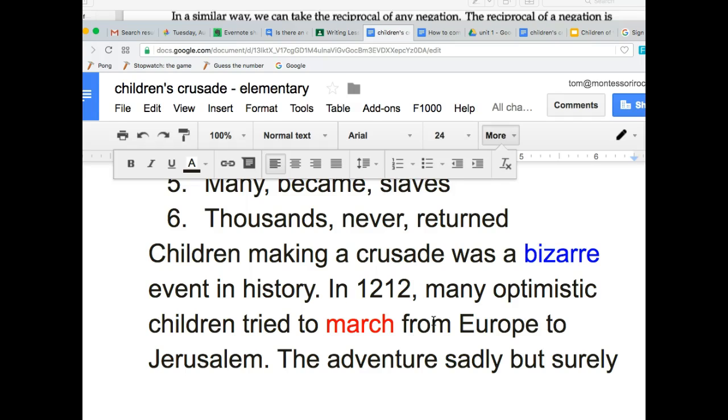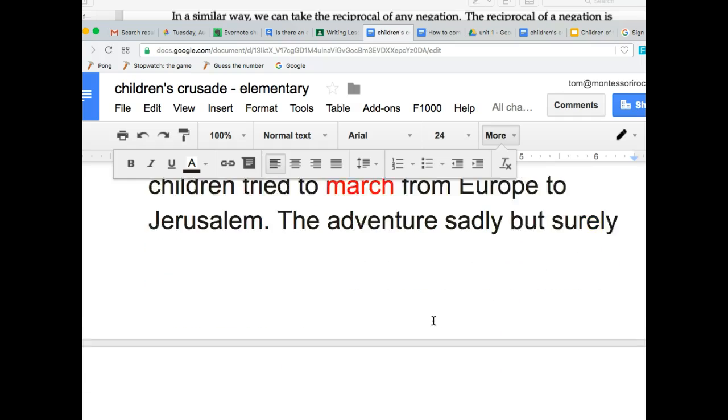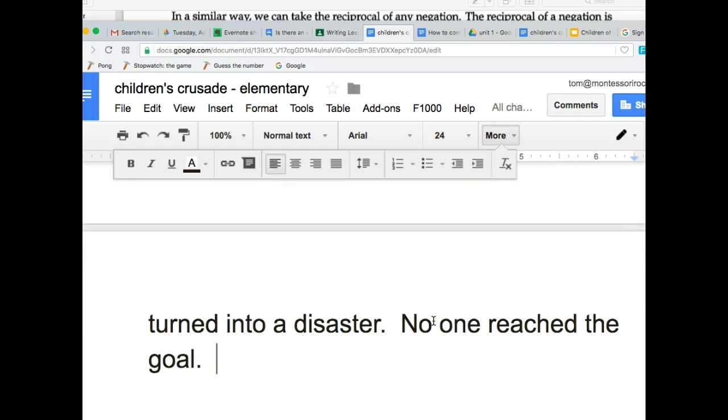Died? Die is a verb. Okay, but it's not a very good verb. Died is okay. You have to do a stronger verb than that. Die is a very common verb. Like expired. Okay. They perished. Perished is a stronger verb than died. They vanished? Vanish would be a strong verb. They vanished from the earth. That would be a strong verb. No one reached the goal.